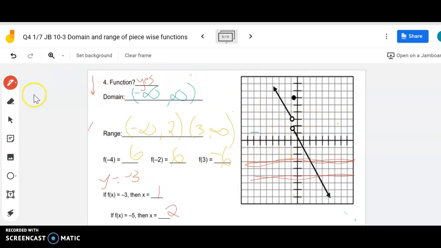So when you're doing functions, make sure that you have closed dots on top of open dots. If there's gaps in the range, make sure you account for the gaps in the range, and be real careful on finding your f of x's and your f of a number. So that should clear up a little bit. If you have any questions, stop by office hours.